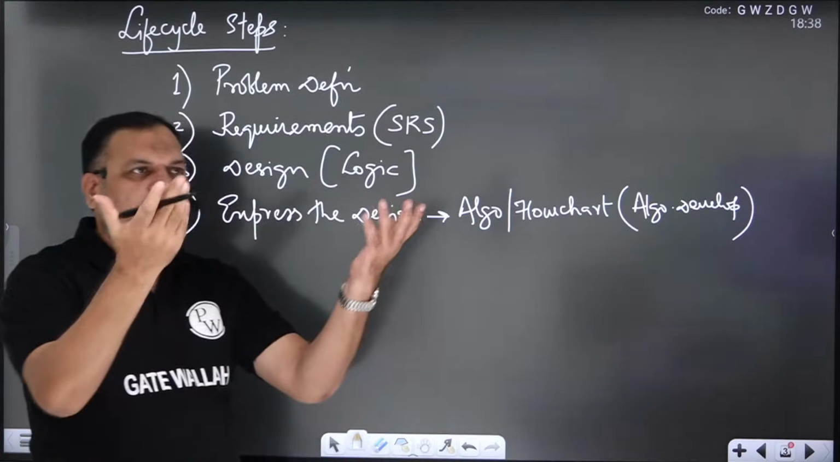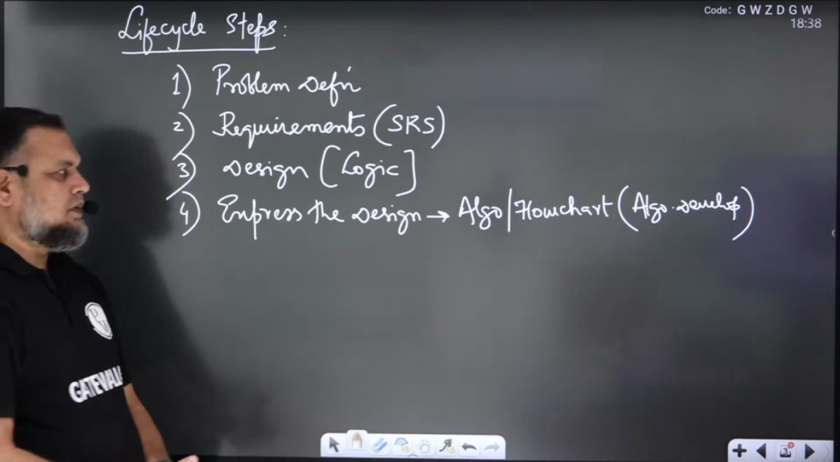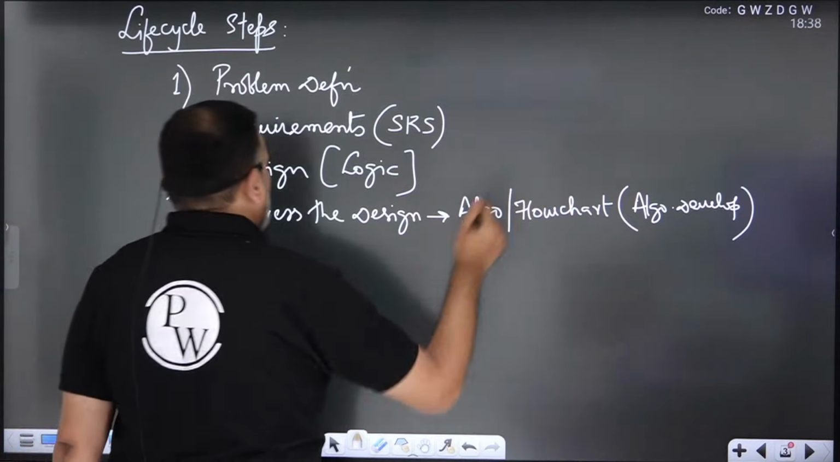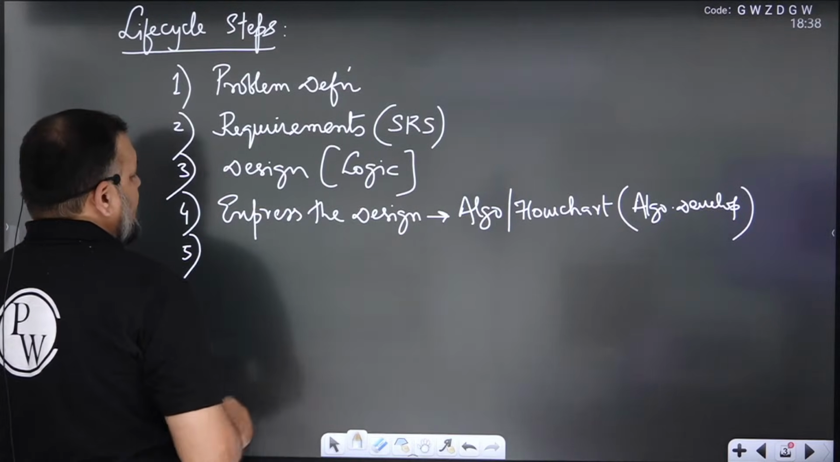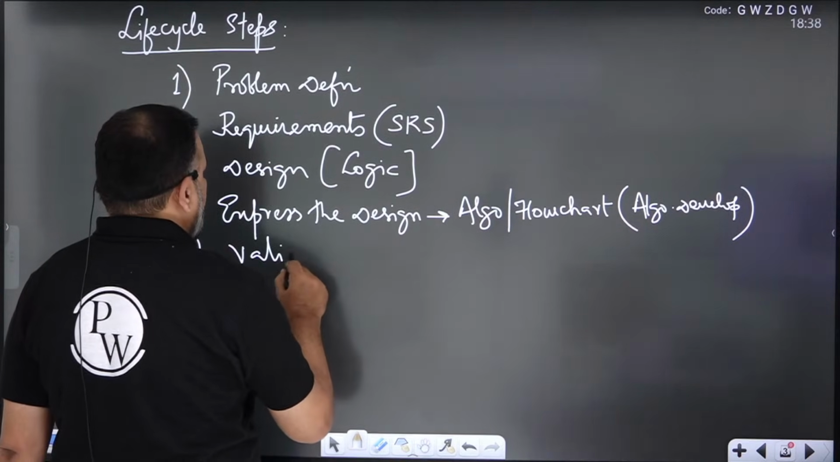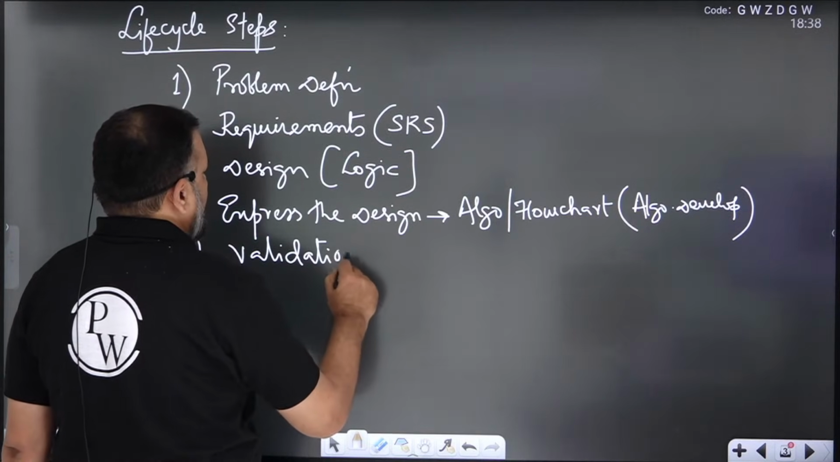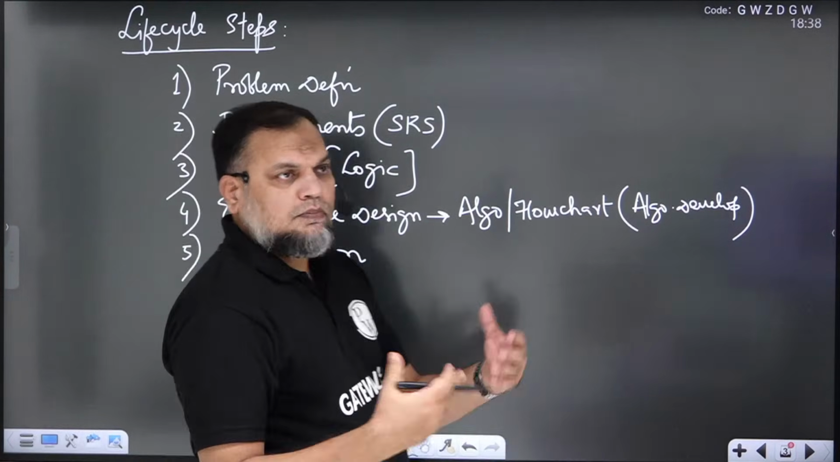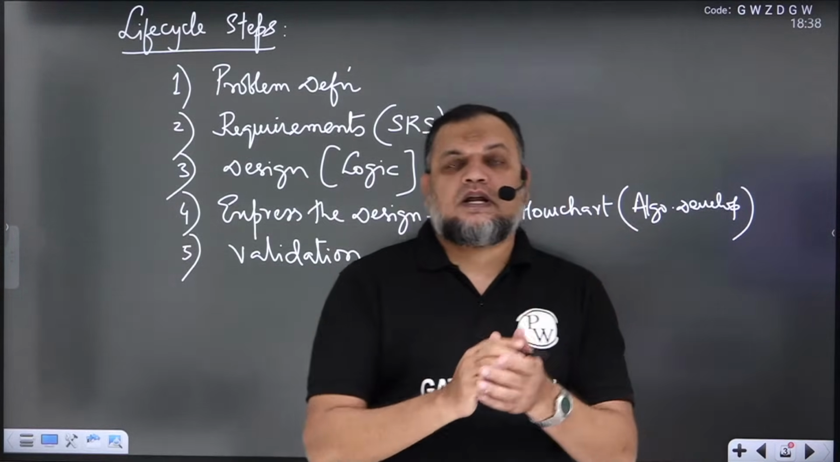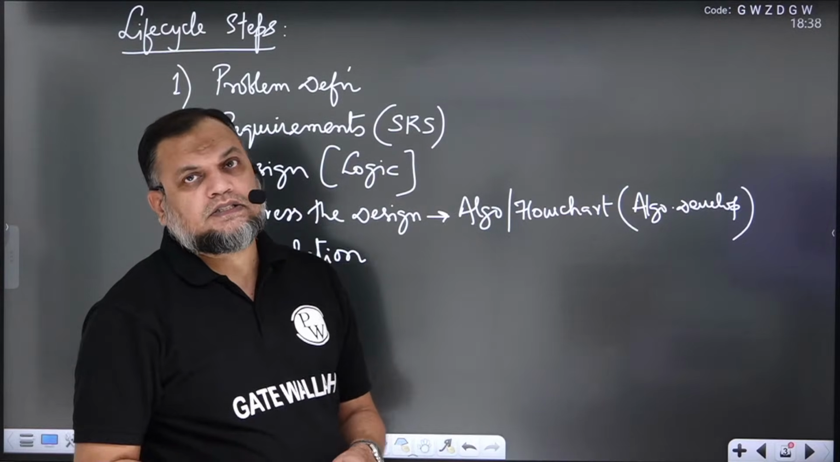यहाँ पर आप algorithm अपना develop कर रहे हो, express the design, either in the form of algorithm or in the form of flow chart. फिर उसके बाद क्या करेंगे आप? उसके बाद आप validation करेंगे. You validate. आपका algorithm develop हो चुका, अब आप validation करेंगे, prove the correctness or incorrectness.